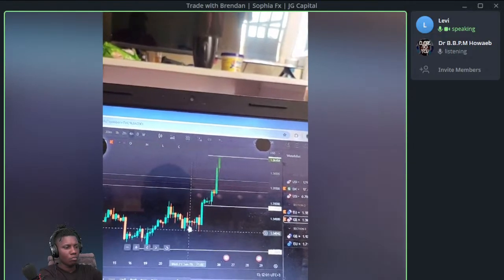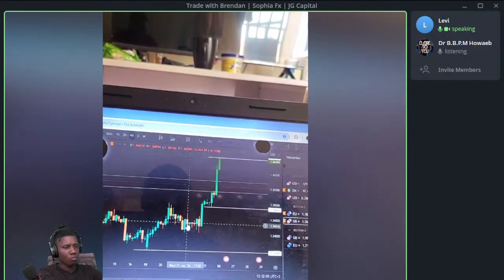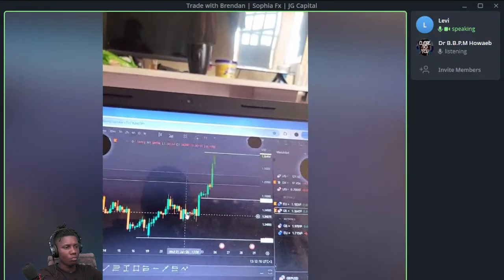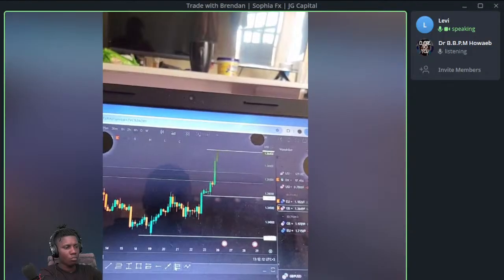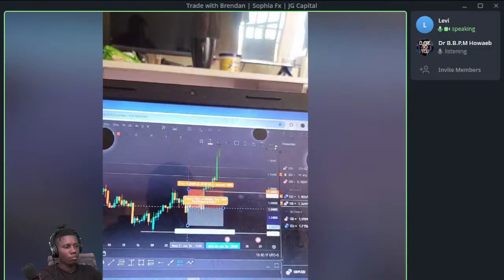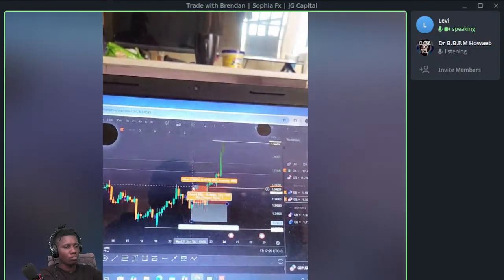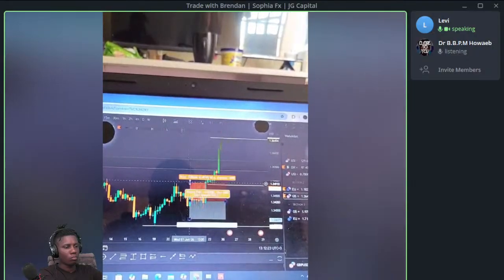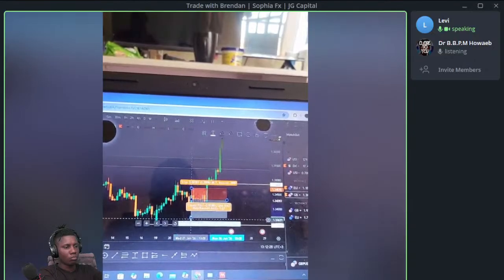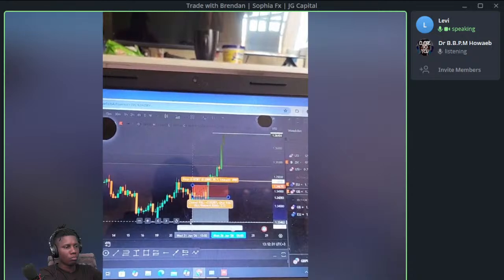So I waited for this 4 hour to close this candle. It closed and I took a sell. This was my setup. I even have it. My sell was around here. Let me just show you. It was around here. My stop loss was above this high, and I was targeting this low. A risk reward of 1 to 2.